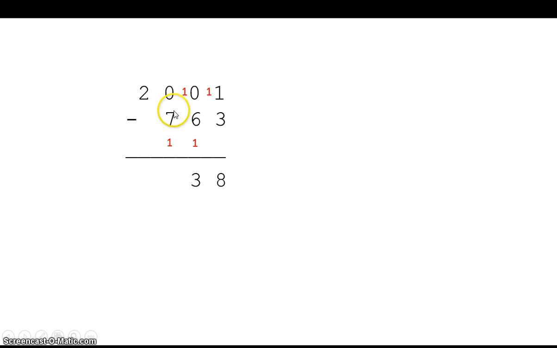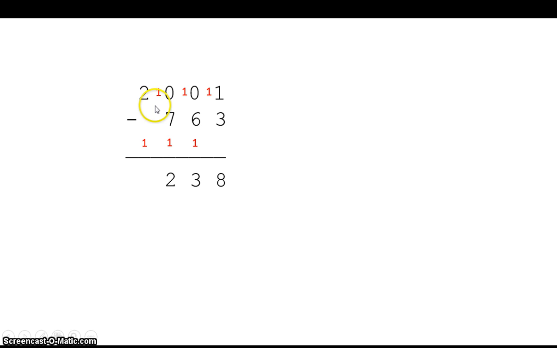Moving to the hundreds column, notice I'm attempting to subtract 7 from 0, which is impossible to do. So I borrow a 1000 from the thousands place, and I show that with a 1 shown down below in the thousands column. So now I have 10 hundreds. 10 minus 7 is 3 hundreds, minus 1 is 2 hundreds.